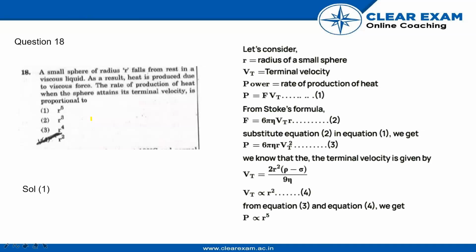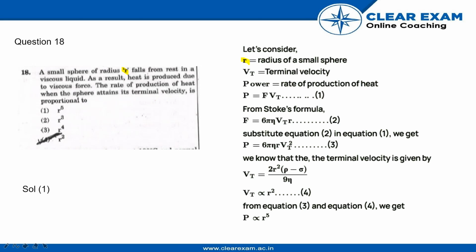NEET 2018 Set HH question number 80. A small sphere of radius r falls from rest in a viscous liquid. As a result, heat is produced due to the viscous force. The rate of production of heat when the sphere attains its terminal velocity is proportional to.